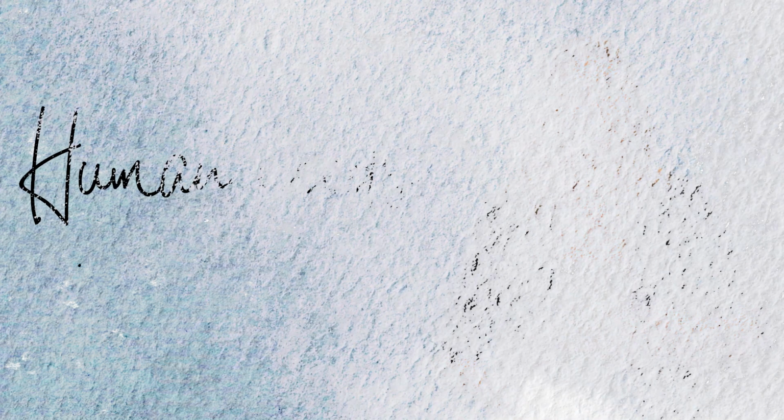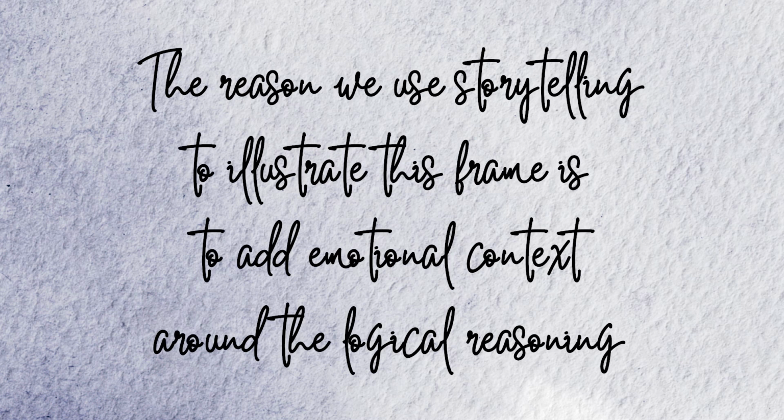The reason we use storytelling to illustrate this frame is to not just make it logical, but also to add emotional context around this logical reasoning. This is important. In persuasion, both these things are very important, logical reasoning and emotional appeal. So storytelling can help make the topic more relatable and give the audience a more contextual, clear, and also emotional understanding of the situation.